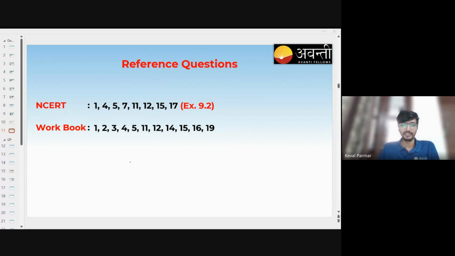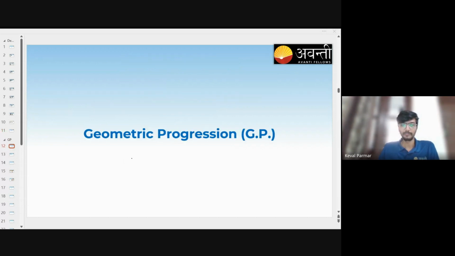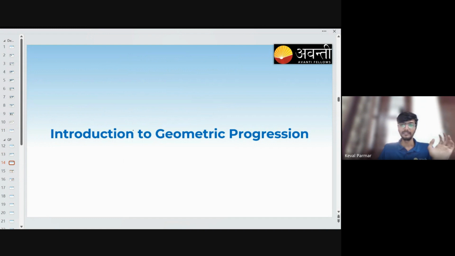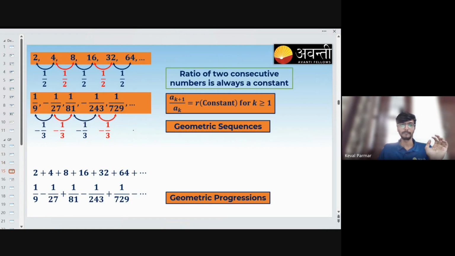We'll quickly see GP, geometric progression. Now, what are we going to study in GP? Same as we studied in AP. What is a geometric sequence and geometric progression? I hope you remember the difference between sequence and series. Then the general term Tn, Sn, and then we have infinite GP here. It was not in AP, right? So this is an extra thing. Let's see what is geometric progression.